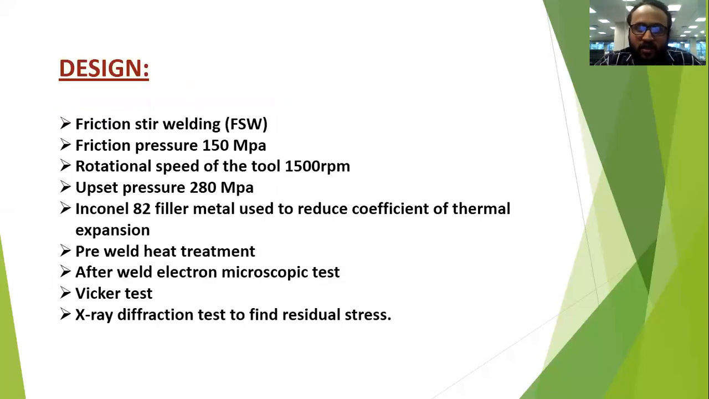So in my research design, I followed this structure. The friction pressure was 150 megapascal and the rotational speed of the tool was 1500 rpm. And because there is thermal expansion imbalance in both of the materials, I used filler metal, which is Inconel 82. After the welding, I ran some tests like microscopic test, Vickers test, and X-ray diffraction test for residual stress identification.